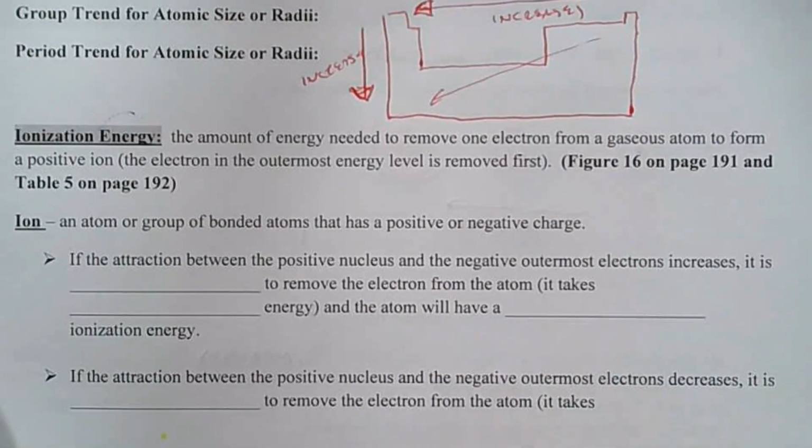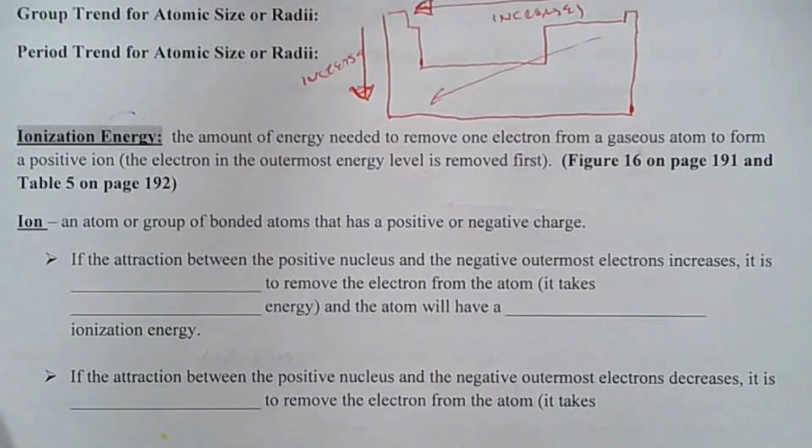Because if the force of attraction between a nucleus and its outermost electrons is higher, then it's going to take more energy to remove that electron. It would be like holding on to something very loosely and a friend tries to get it out of your hand, that's going to take less energy or effort on their part as opposed to if you are holding onto it very, very tightly.